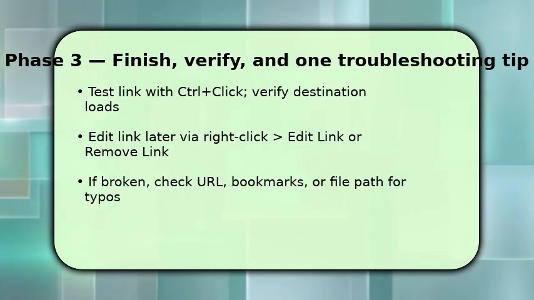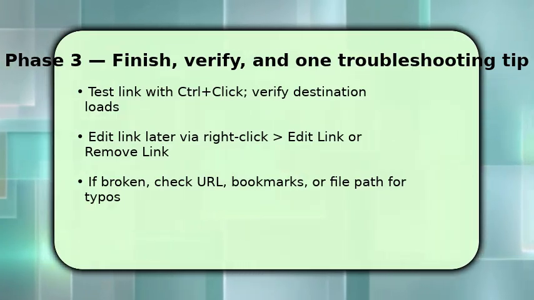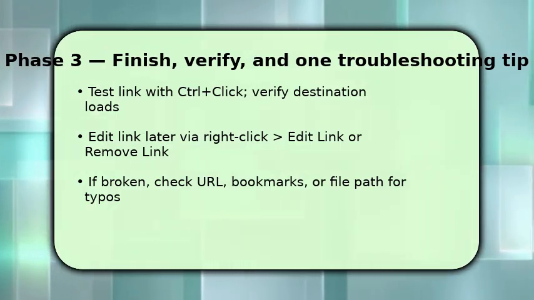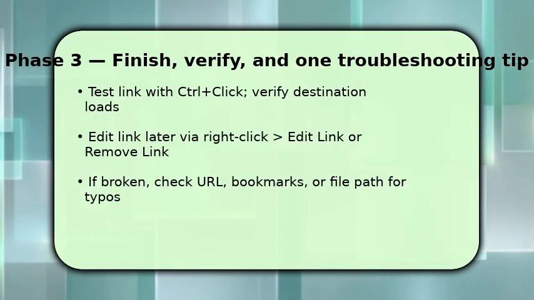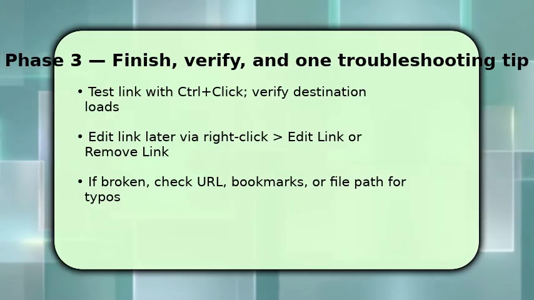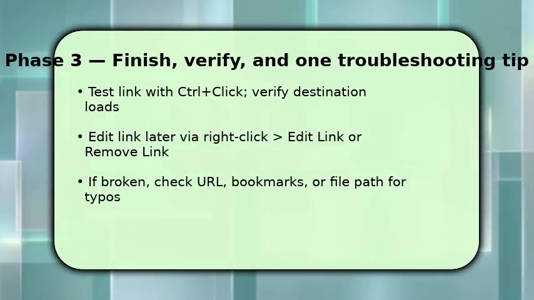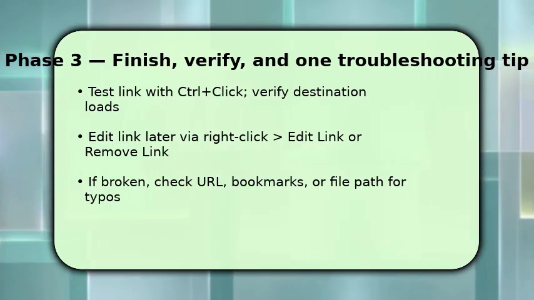If you need changes, right-click the link and choose Edit Link to update the URL, display text, or target. Remove Link deletes it. If the link fails, check for common issues: missing HTTP, wrong bookmark name, moved file, or network permissions, and fix the path, then retest.